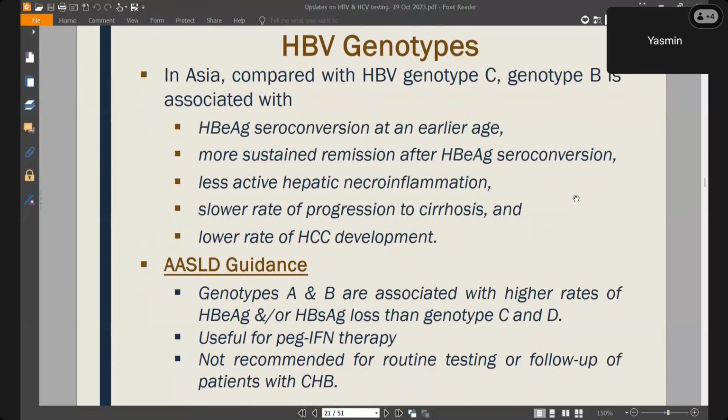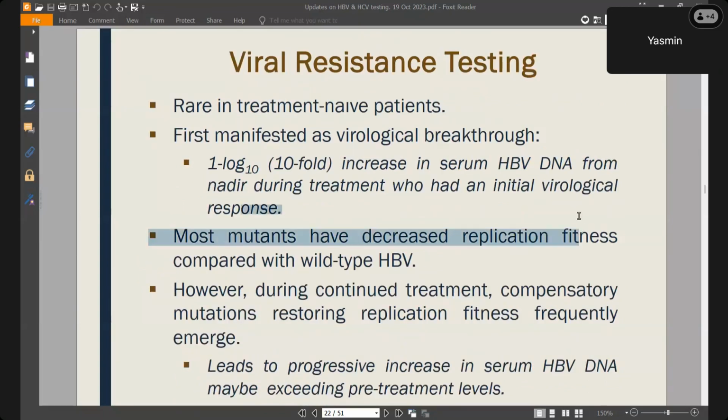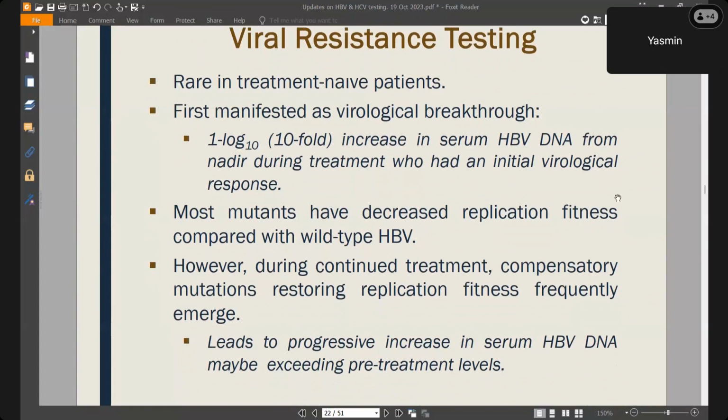Now, the other one is resistance testing. This is something that we may want to begin considering because we have been putting patients on treatment for quite a long while. Of course, we may not need to worry about it for those who are treatment naive. The one thing to remember is that resistance is first manifested as a virological breakthrough. In other words, you're talking about a 1 log or 10-fold increase in serum HBV DNA from nadir during treatment in those who had an initial response. So after the initial response, the so-called breakthrough is actually due to resistance. And this is where you have problems with mutants, because most mutants have decreased replication fitness compared to wild type hepatitis B.